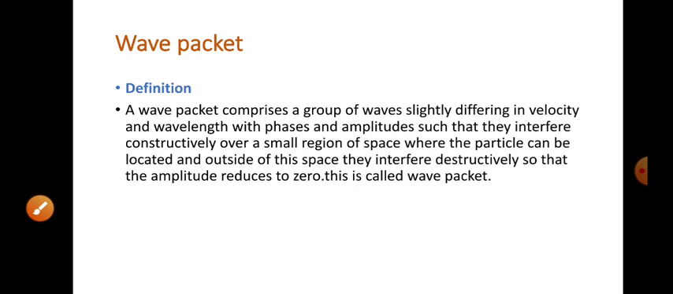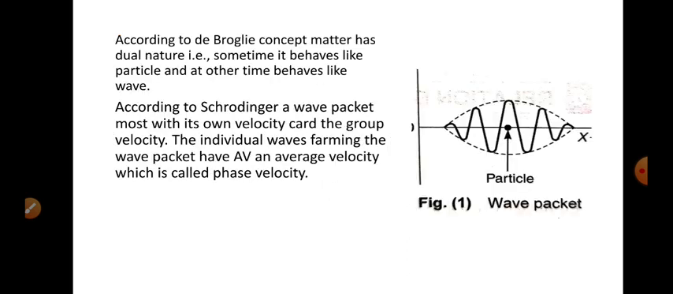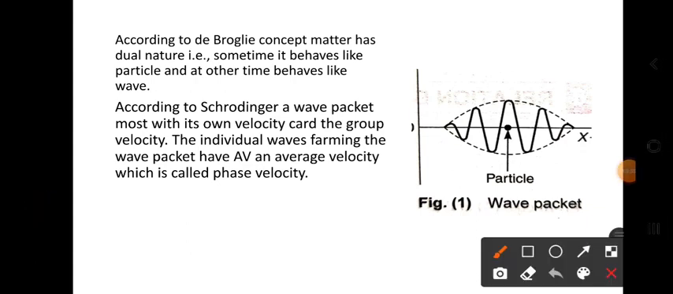Next, according to the de Broglie concept, matter has dual nature. That is, sometimes it behaves like a particle and at other times it behaves like a wave. That I already explained in the de Broglie hypothesis.